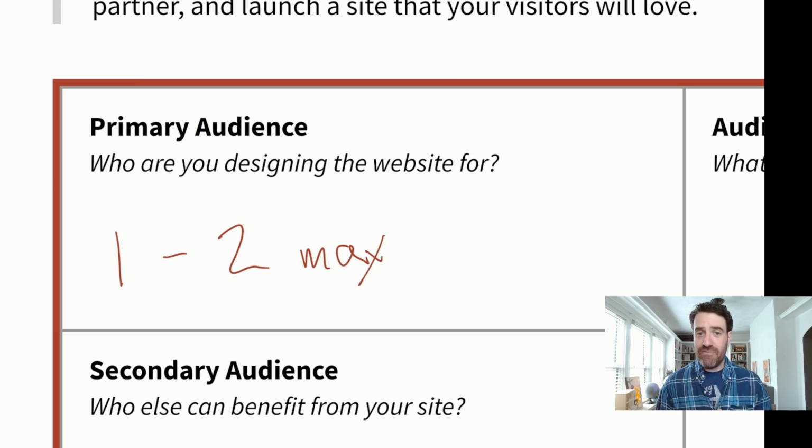And these are ultimately the folks that you are going to keep top of mind as you're answering all the questions in this worksheet. But even more than that, these are the folks you're going to keep top of mind throughout the entire website project. These are the folks you really want to prioritize.